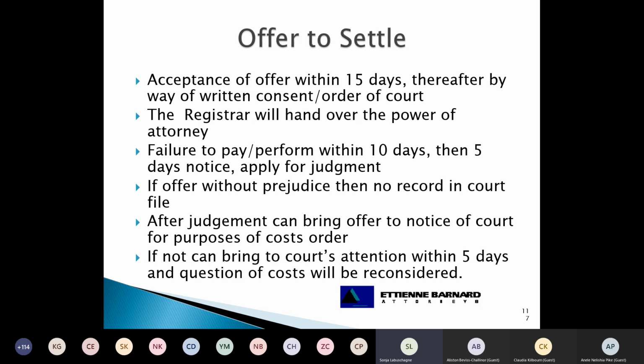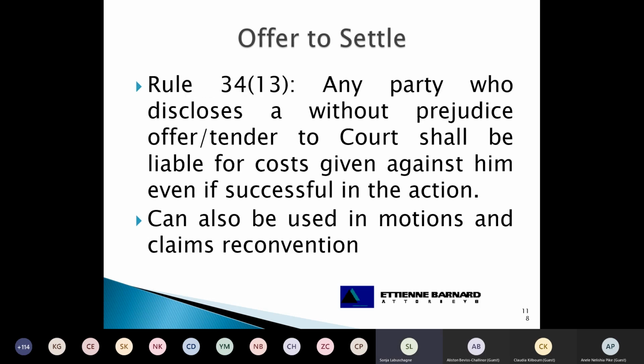If the offer is without prejudice, then there's no record in the court file, so the judge doesn't know about it. If then you go to court, the court makes a judgment, and the offer that was made is then the same or less. I must just always think. Then you don't have to pay the costs. Or no, you have to pay the costs because you didn't accept it. All right. So let's just go back there.